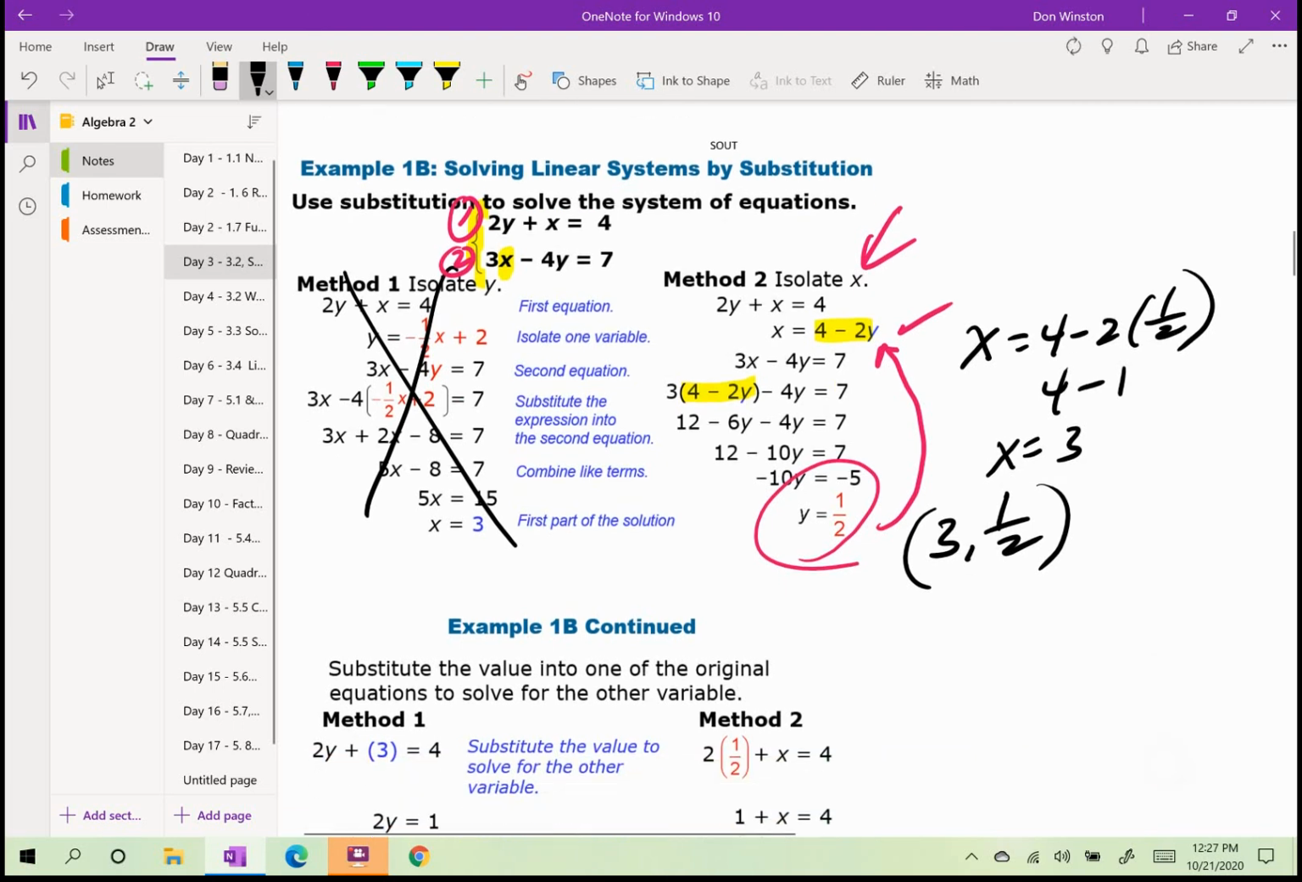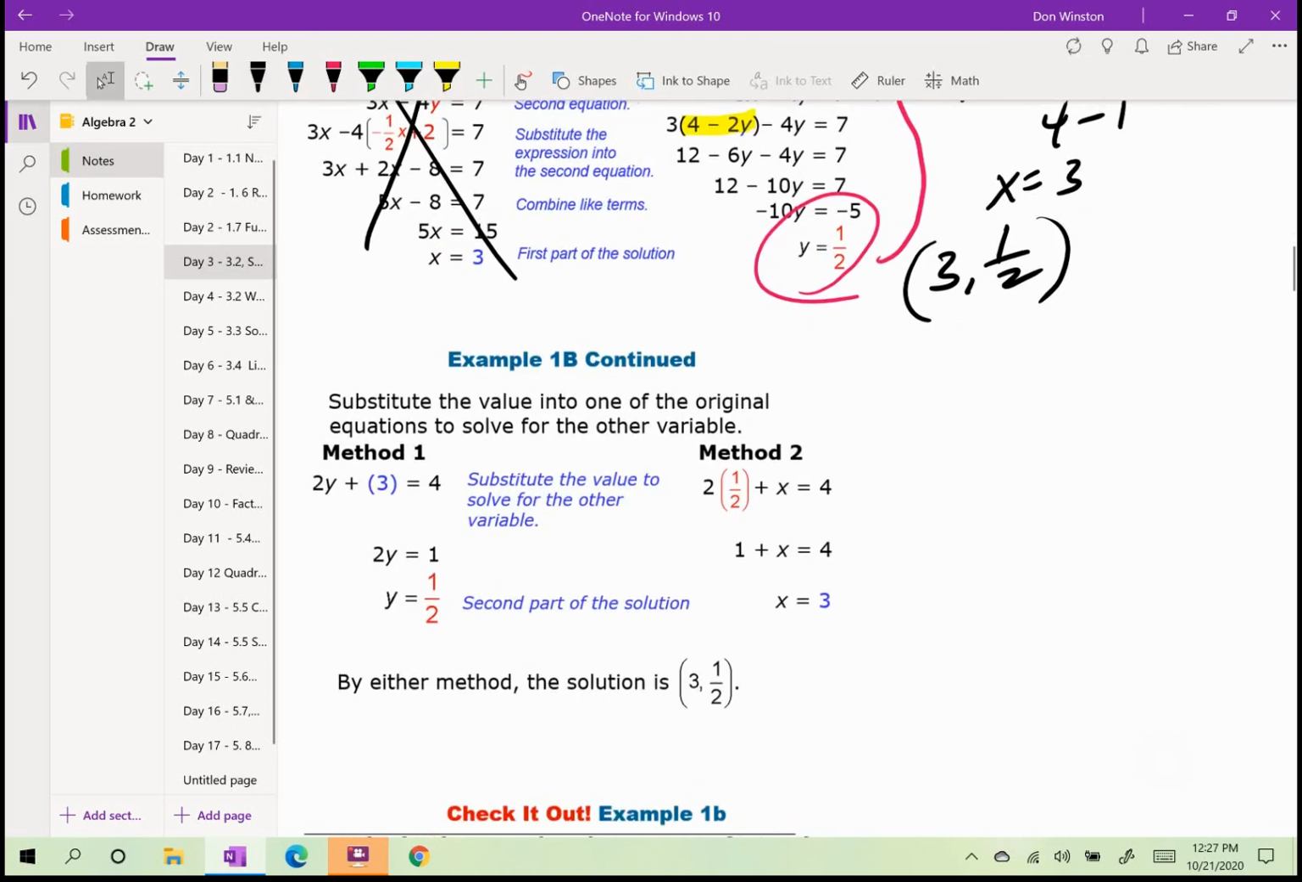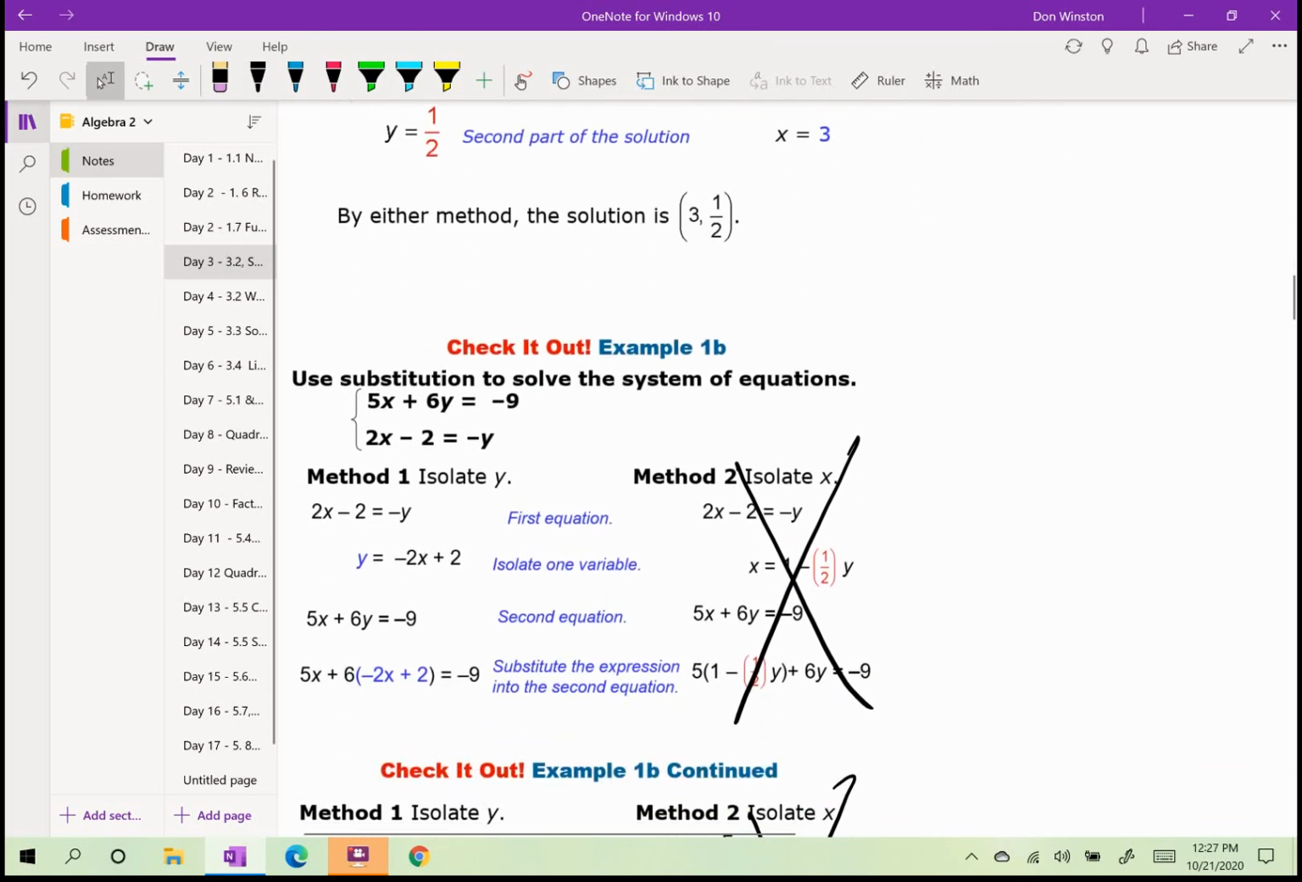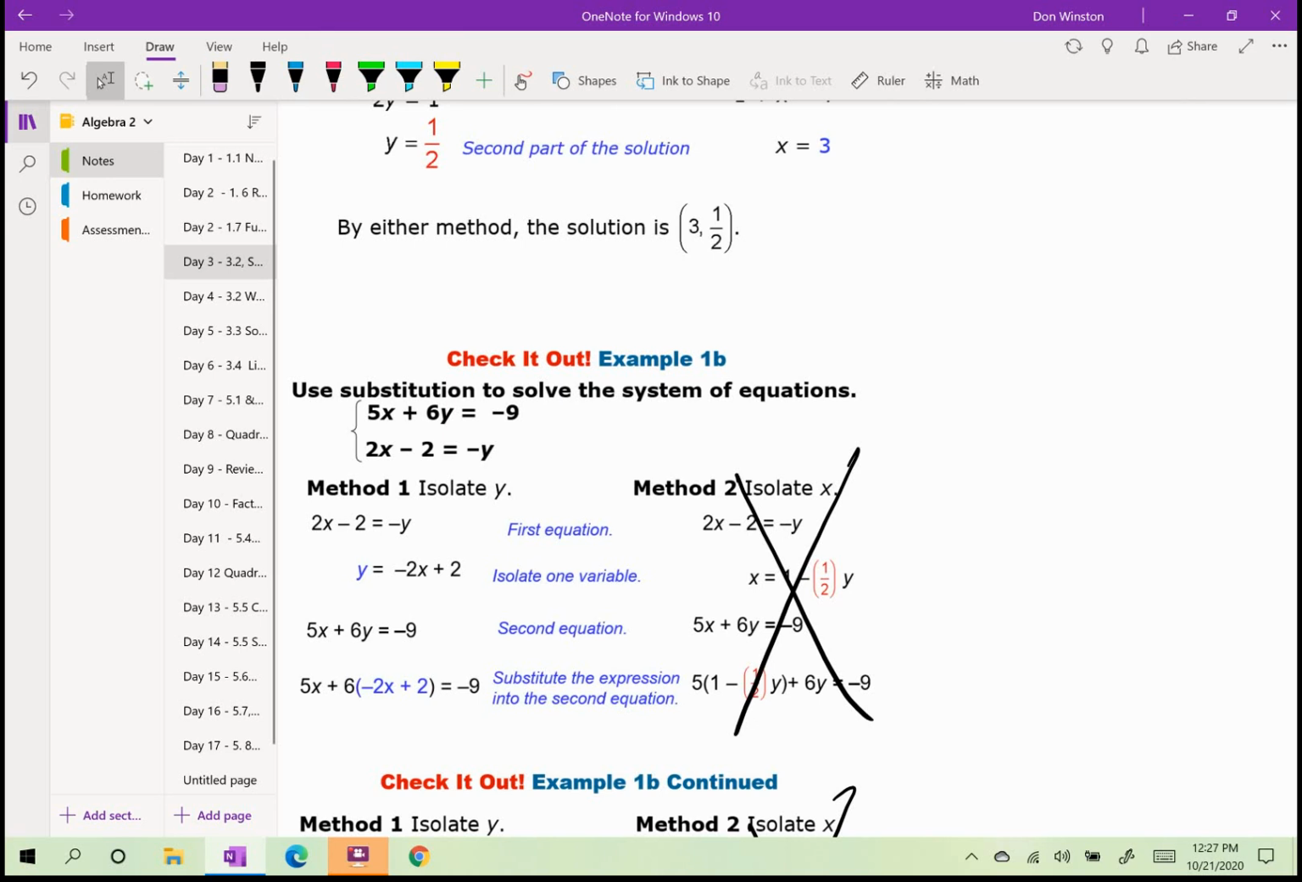Let's look at one more example here. Okay, so here, again, we have two equations. We have a system of equations. We have to solve for either x or y. Notice here that y is almost solved for. Okay, it's a negative y. We don't want a negative y. We want a positive y. So what can I do?